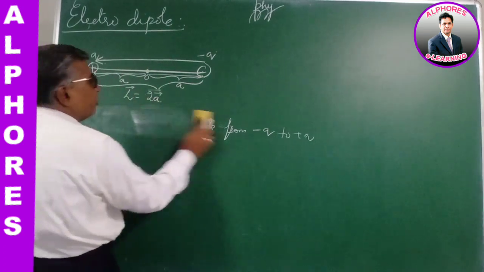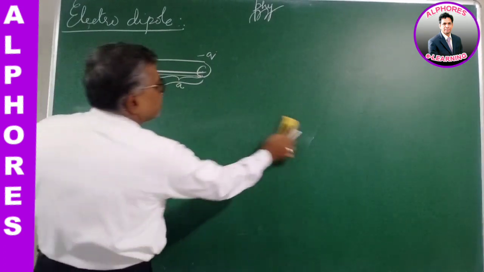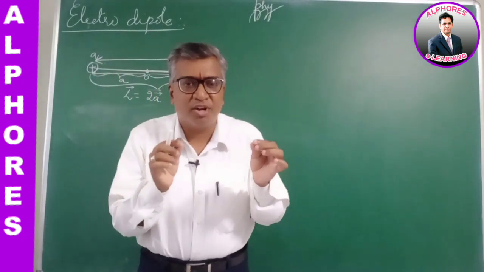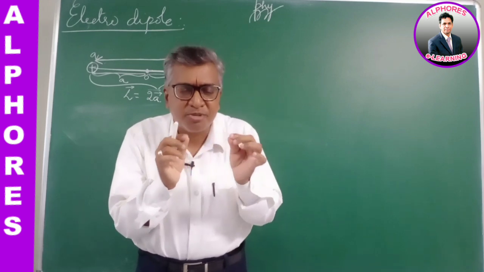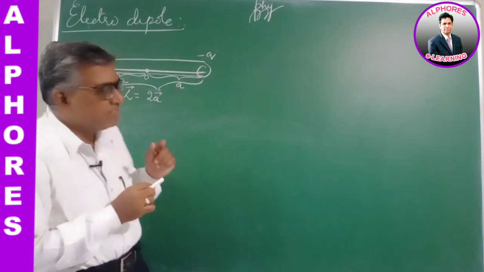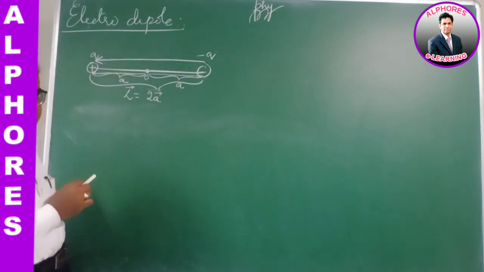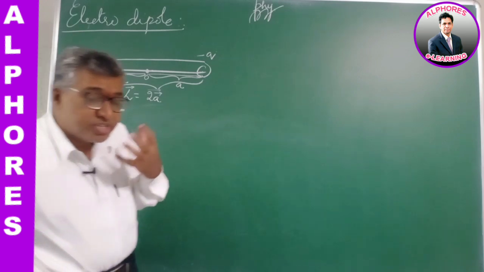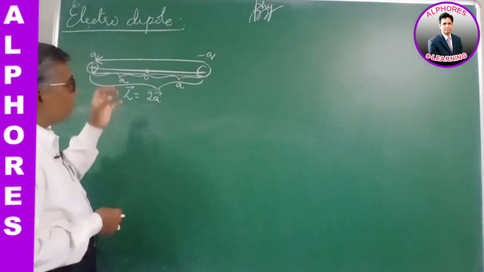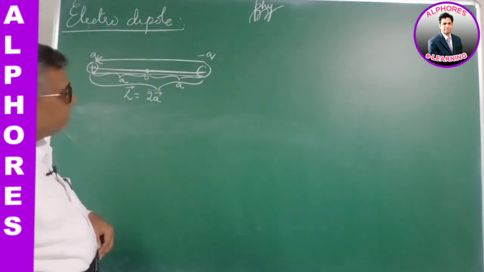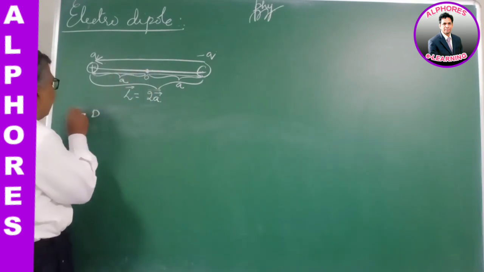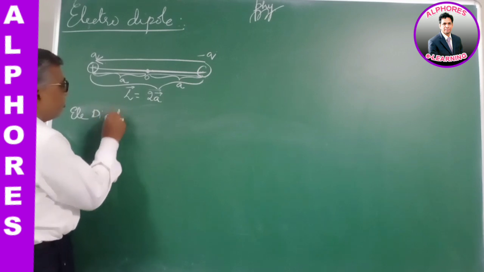So an electric dipole is a combination of two equal and opposite charges. A system of two equal and opposite charges separated by a small finite distance is termed a dipole. So a dipole has two charges separated by some distance. Now, the strength of the dipole, the mathematical factor which defines it, is measured by a quantity called electric dipole moment.